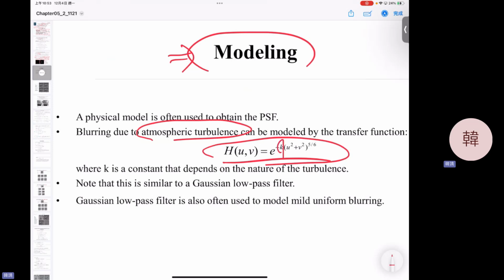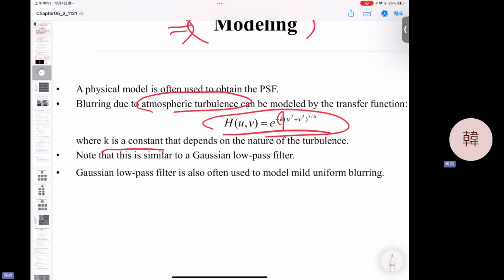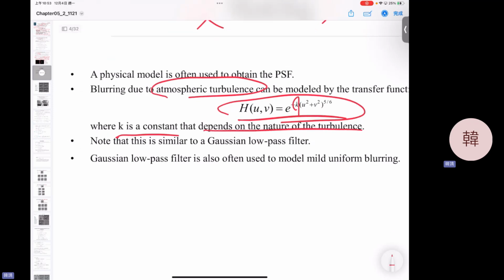And K depends on the environment. So you have to multiply by K to see whether it fits today's condition for the specific K. For example, in a cloudy system, the K is different. For a sunny system, the K is different. So K is a constant depending on the nature of the turbulence. In a different environment, you have a different K to get a result. Actually, this looks like a Gaussian low-pass filter. Indeed, atmospheric turbulence is some kind of Gaussian model, with this different power, 5 divided by 6. It just looks like a Gaussian low-pass filter.